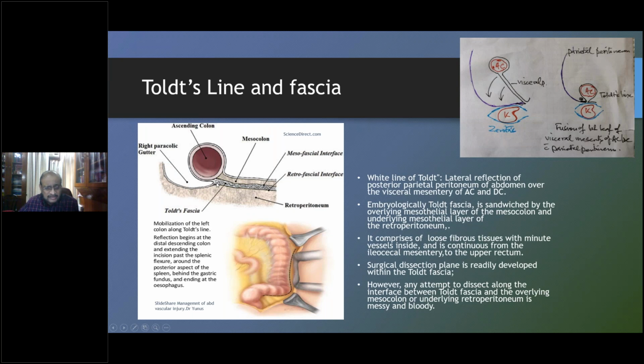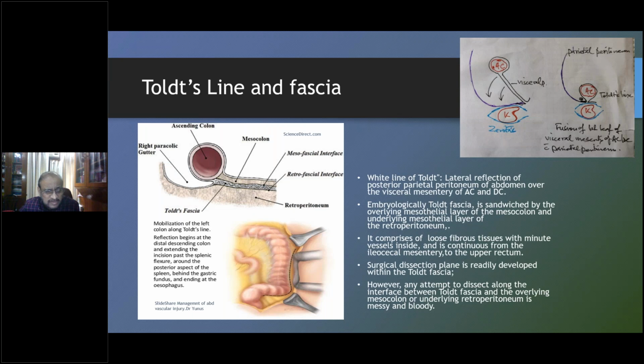So if we're going to enter here, this is the junctional layer known as the Toldt's fascia. The white line and the Toldt's fascia. If you are dissecting here, this is an absolutely avascular plane. You won't have any kind of bleed. You enter here, you have troublesome bleeding. You enter here, you're entering into the mesenteric vessels, and again troublesome bleeding. You're entering into the mesocolon.